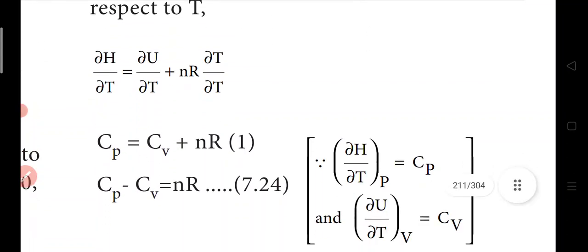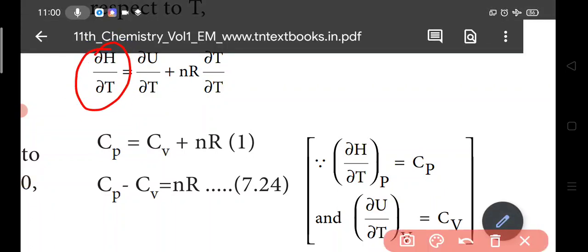Now dou H by dou T we have just identified as Cp. This one we have identified as Cv, plus nR. Now Cp is equal to Cv plus nR. When you rearrange this, Cp minus Cv is equal to nR.